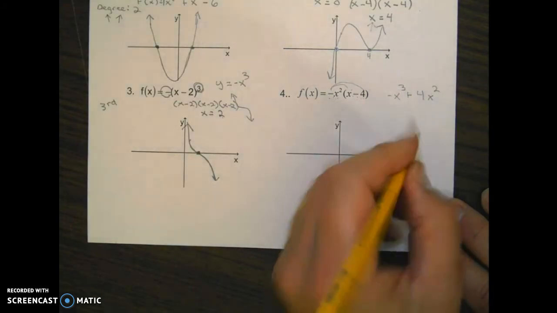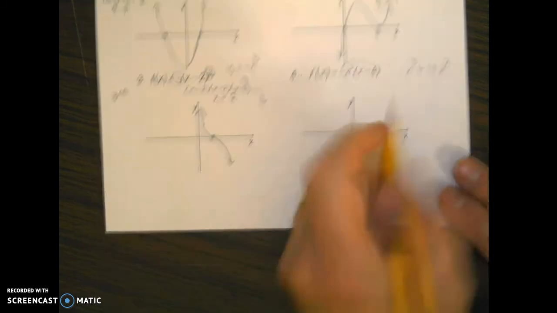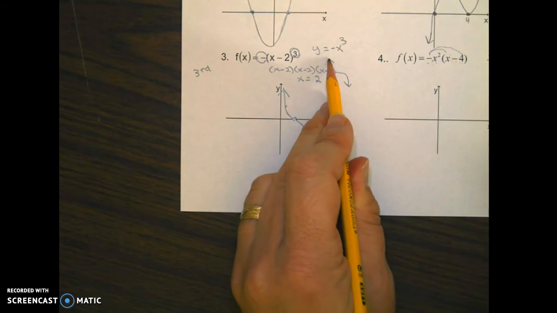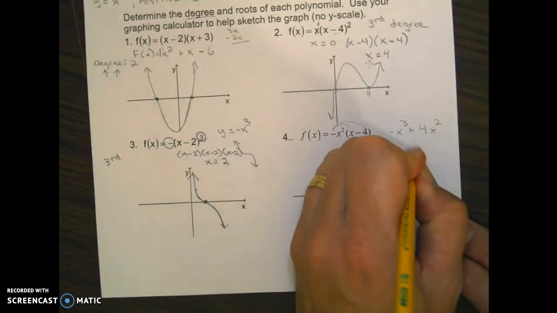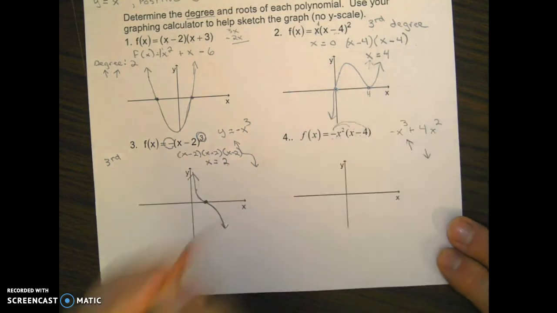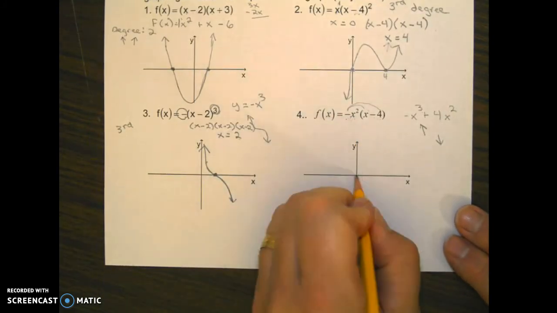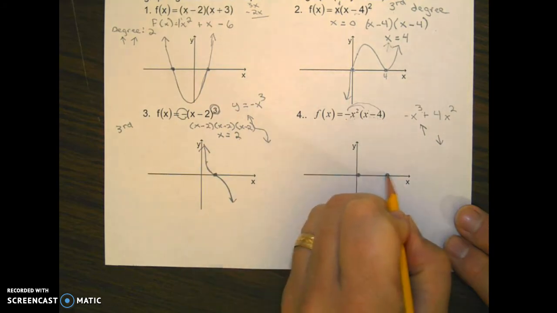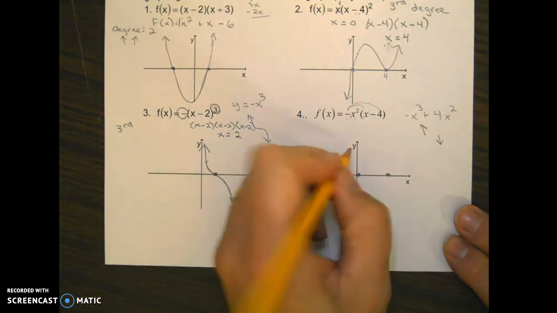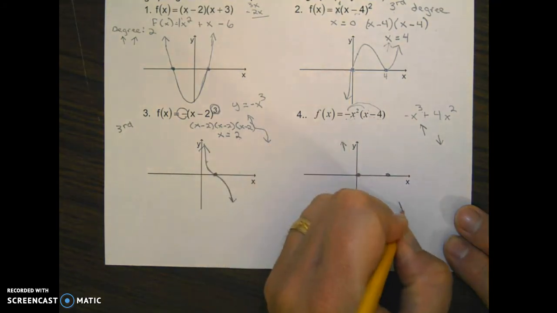So we go to the parent. But it's a negative leading coefficient, so we go to this one. So it's going to go up on the left, down on the right. So we have a double root at 0, and we have a single root at 4. So up on the left, down on the right.